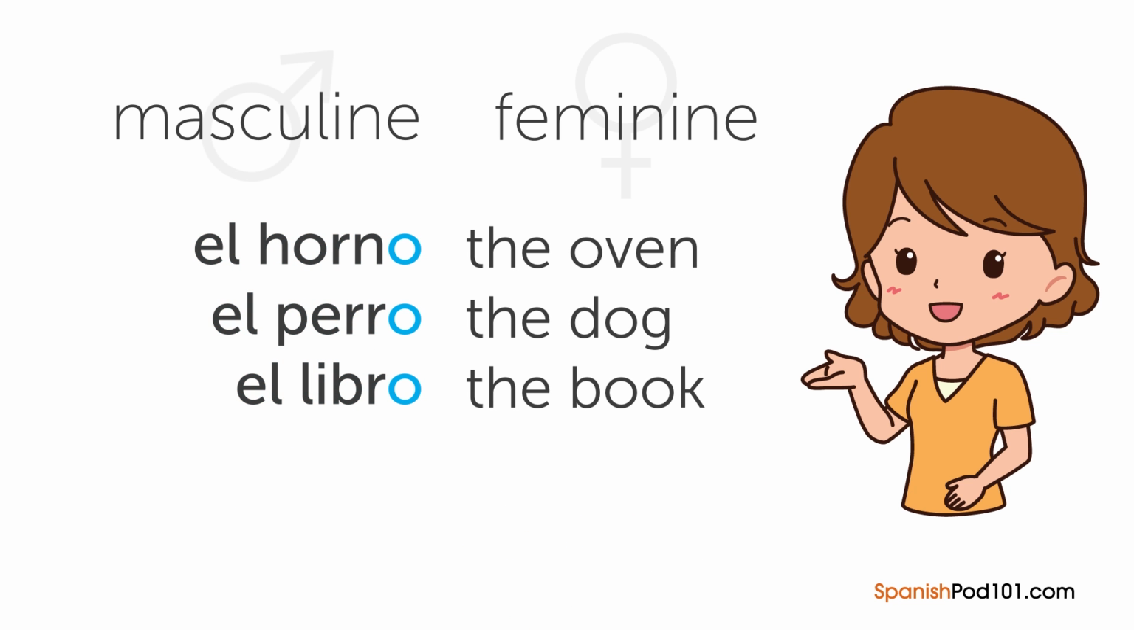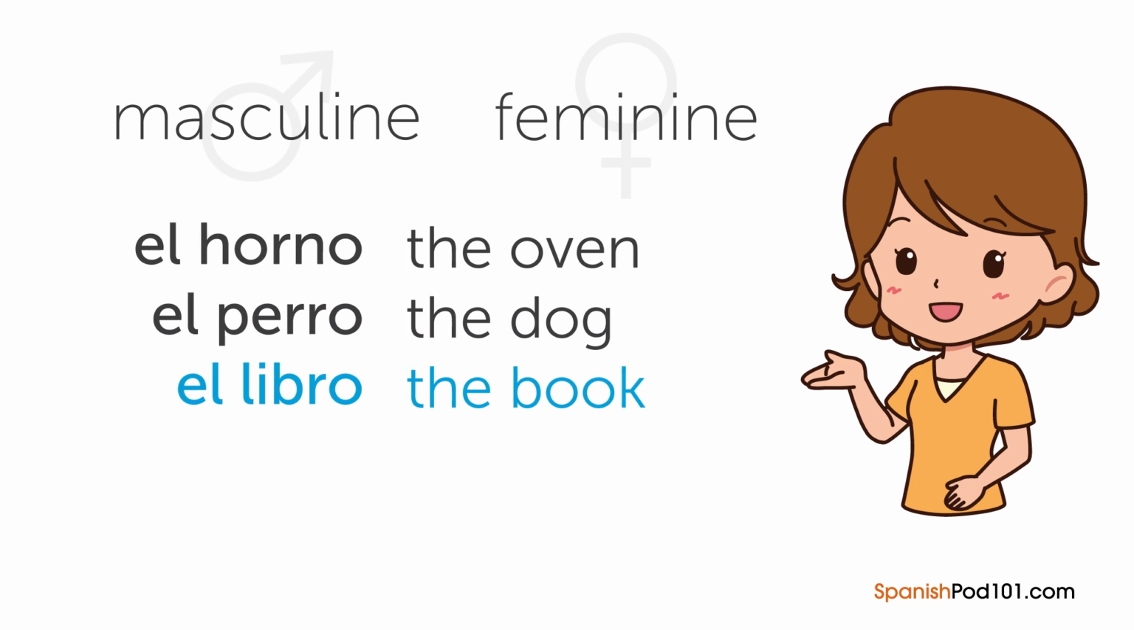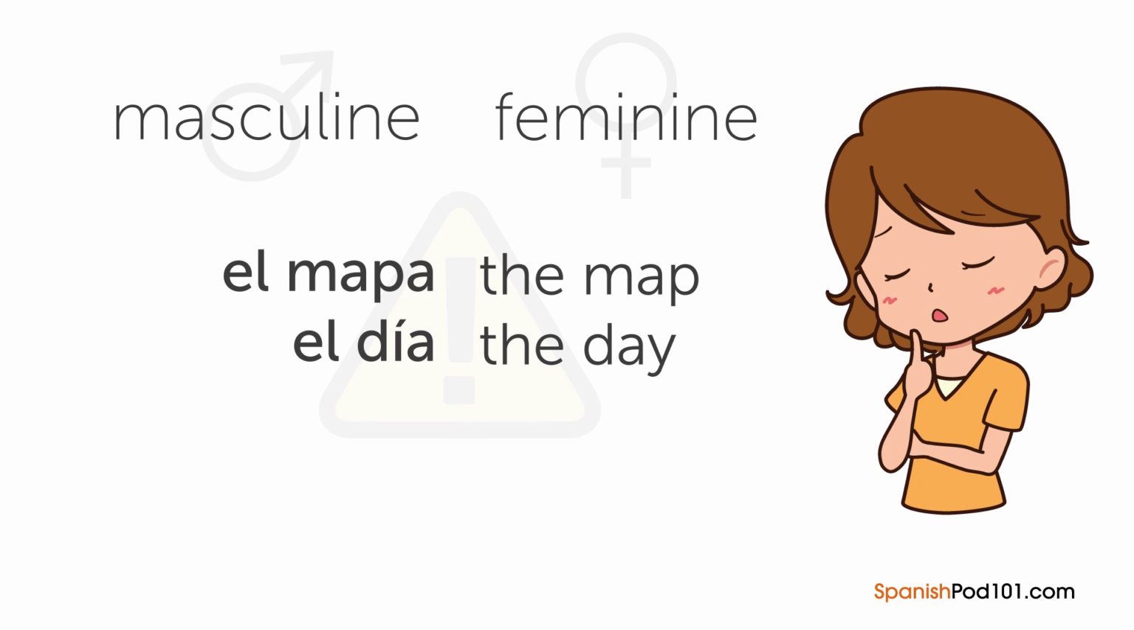Nouns that end in O are generally masculine. For example, el horno, the oven, el perro, the dog, and el libro, the book. The only thing is, there are a lot of exceptions. For example, el mapa, which is the map, even though it ends in A, it is masculine. And el día, meaning the day, which is also masculine.